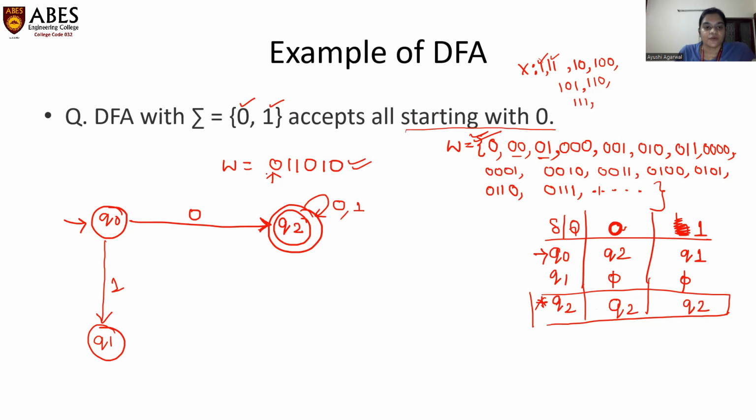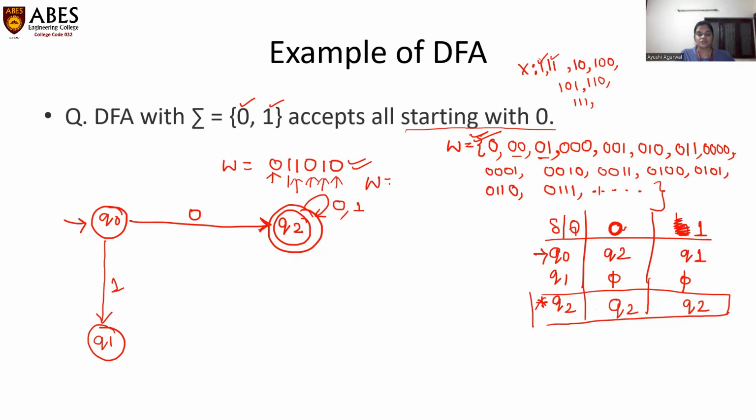Let's see that. From reading 0, it will come to the state Q2. From Q2, it will read 1 and come back to the state Q2. Again, it will read 1 and come back to the state Q2. It will read again 0 and come back to the state Q2. Read 1, coming back to state Q2, reading 0, coming back to state Q2. So this particular string is accepted.